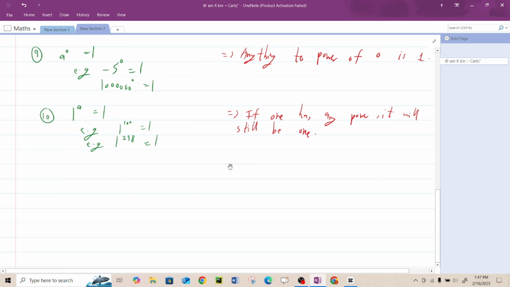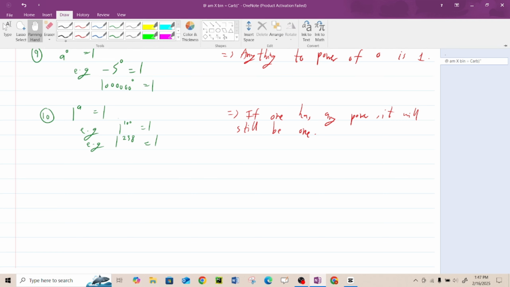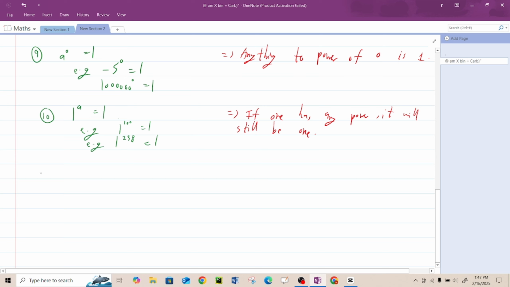Now, let's look at the next one. We just have 2 or 3 more remaining, I think. The next one is if we have fractional powers. Let's say I have 6 over 9 whole power cube. That basically means 6 has power 3 and 9 has power 3. This is not just for 6, this is for 6 and 9.